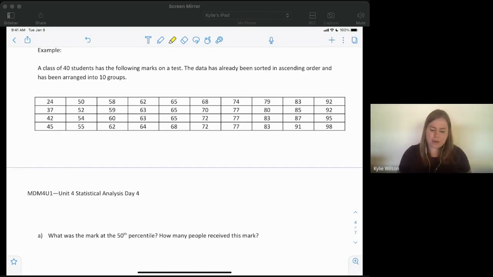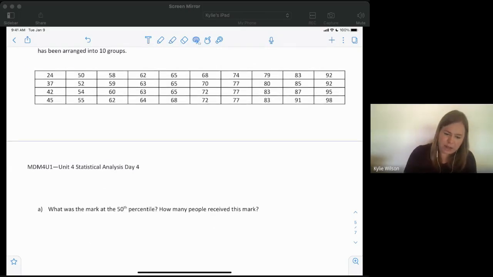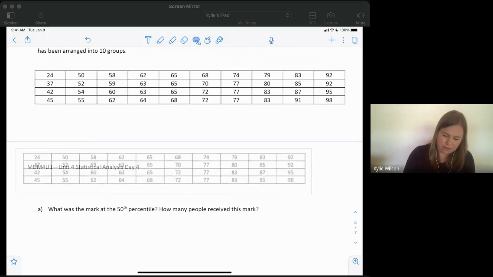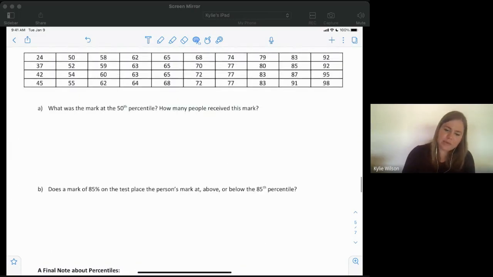Then what we're going to do is we're going to start by finding the mark at the 50th percentile. So I'm just going to grab this and paste it here so we don't have to keep going over to the previous page. So we want to find the mark at the 50th percentile and then determine how many people received that mark. So here's how we approach these kinds of questions.